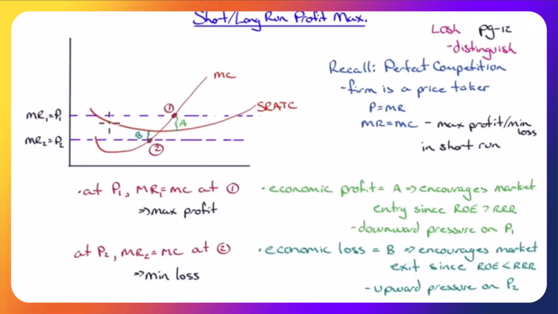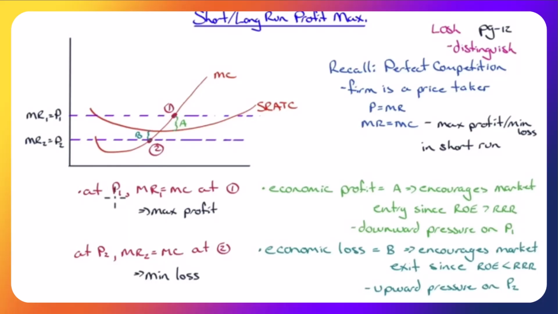Let's draw out a short run average total cost curve, and there it is right there, that nice big smile across the chart. Our marginal cost curve intersects the average total cost curve from below at its minimum point. As the average total cost curve is decreasing, the marginal cost curve is below. As the average total cost curve is increasing, our marginal cost curve is above. All right, let's set a price P1 and draw it straight across. Remember now, price equals marginal revenue. So at point 1, that is the point where marginal revenue equals marginal cost.